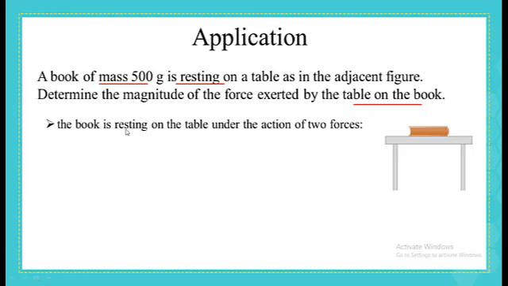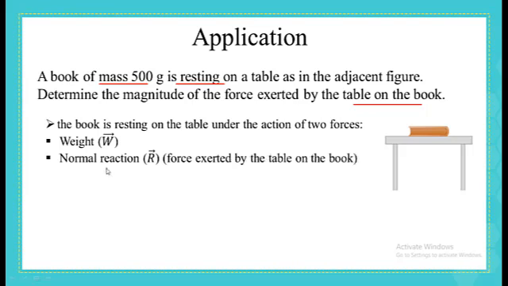The book is resting on the table under the action of two forces. Let's think about these two forces first and let's list them. We have the weight, and this is its name. And we have the normal reaction R. We can write R or N. And don't forget that this is the force they are asking about its magnitude.